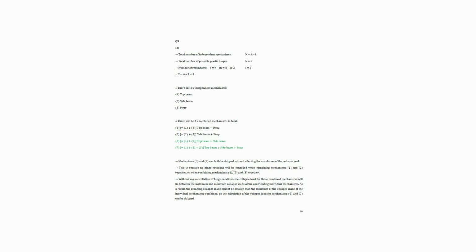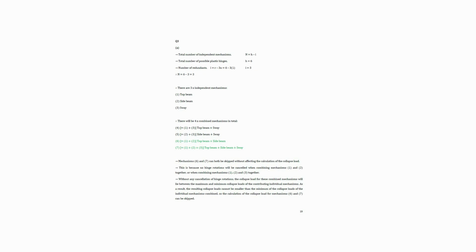There are 3 independent mechanisms. 1, top beam mechanism. 2, side beam mechanism. 3, sway mechanism. Additionally, there are 4 combined mechanisms. 1, top beam and sway mechanism. 2, side beam and sway mechanism. 3, top beam and side beam mechanism. 4, top beam and side beam and sway mechanism.